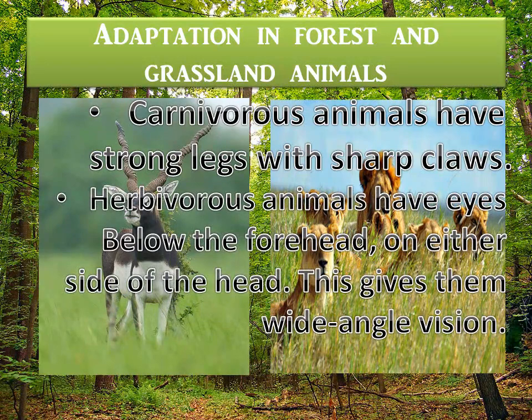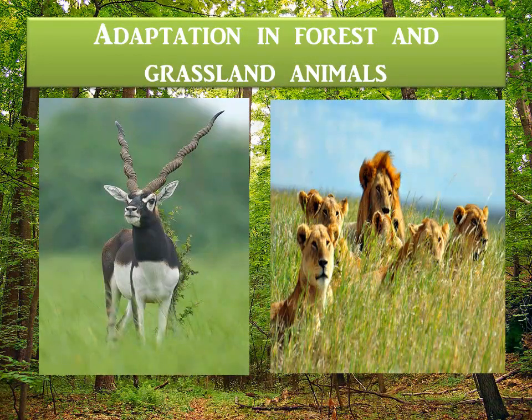Herbivorous animals have eyes below the forehead on either side of the head. This gives them wide angle vision. Their legs are long and they have strong hooves, which enable them to run fast, taking long leaps. Their long and freely moving ears can receive sounds from long distance and different directions. Deer and blackbucks have colors that merge with their surroundings. Their teeth are strong for chewing tough plant materials.